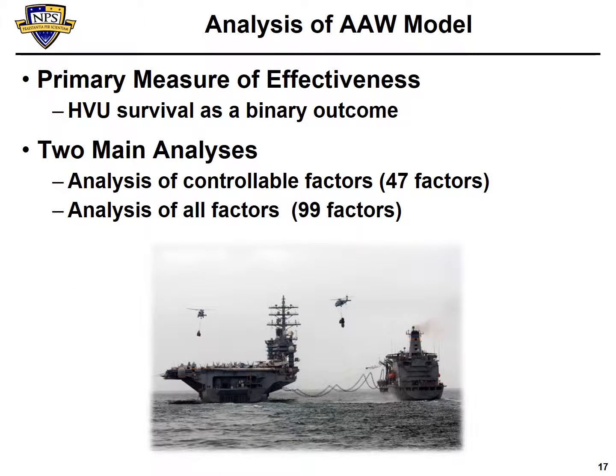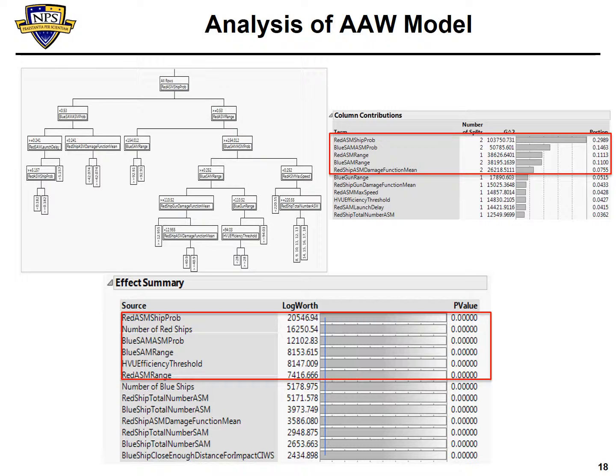For the analysis, the primary measure of effectiveness is the HVU survival as a binary outcome. Two main analyses are made. One of them was a robust analysis on the controllable factors. The other was on all factors. Partition tree methodology and nominal logistic regression are used to analyze. The models were fit on the binary outcome of HVU survival.